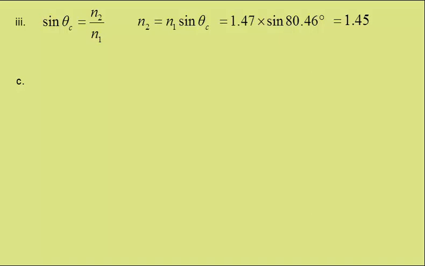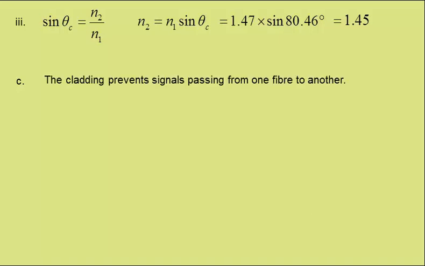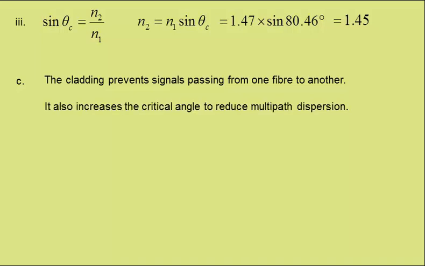In C, we're to give 2 reasons why optical fibres for communications have a cladding. Well, the cladding prevents signals passing from one fibre to another. It also increases the critical angle. This can reduce multipath dispersion.